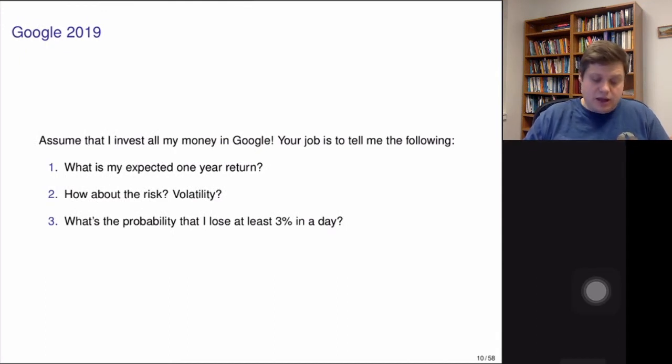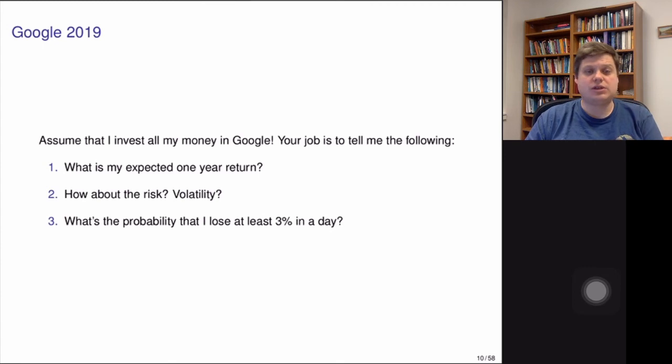Okay, so now once we know how to estimate the parameters of the normal distribution, and we know that we're going to use the normal distribution model to describe the returns of the Google stock, now I assume that I invest all of my money into Google. And I would like to know the following. What is the expected return over 1 year for this investment? And what about the risk, the volatility? How much money am I potentially going to lose investing into the Google stock?